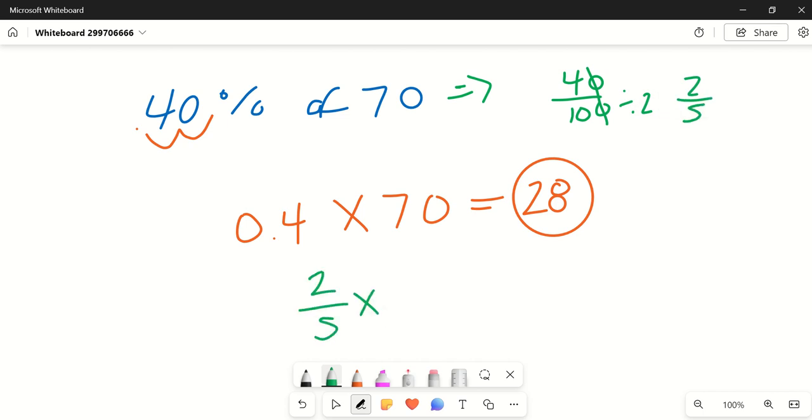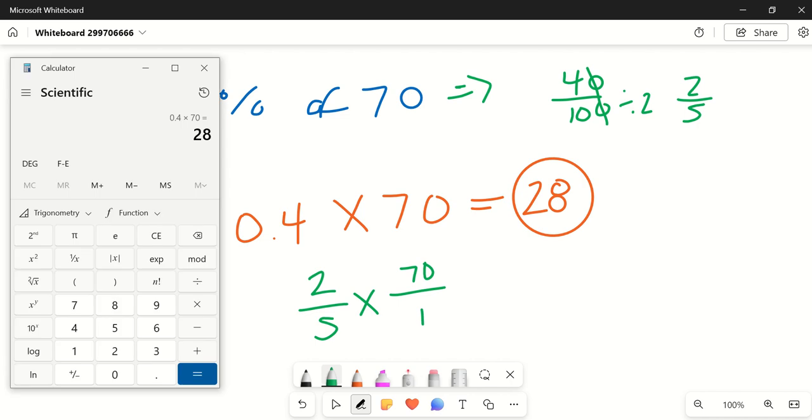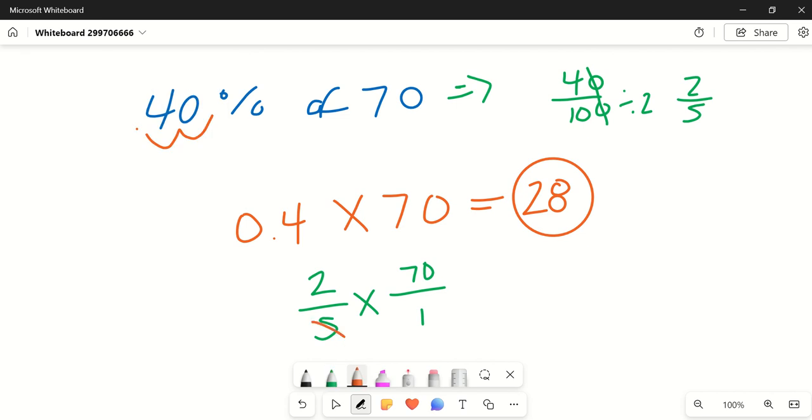2/5 times 70 over 1. 70 divided by 5 would give me 14. So if I were to simplify these down, it would give me 14 and 5 and 1. 2 times 14 is 28. 1 times 1 is 1. That would still give me 28. So both methods shown here.